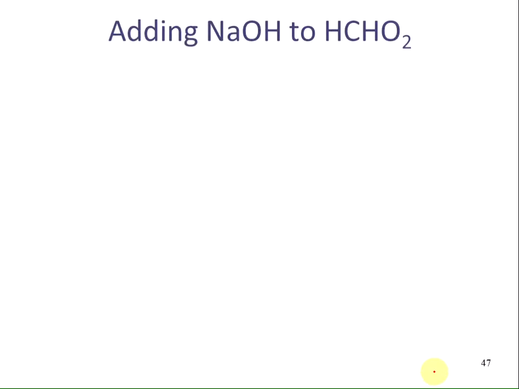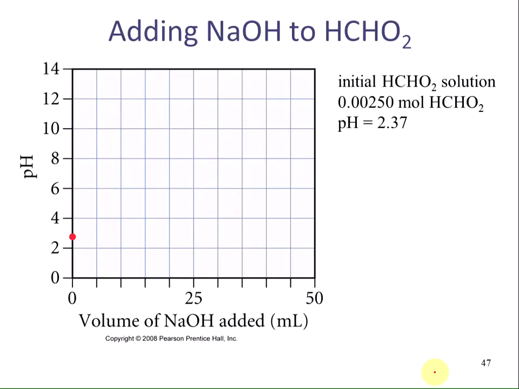Okay, so let's look at a titration curve of adding the sodium hydroxide to the formic acid. This is the same curve that we were looking at where we were calculating the pH values. So we calculated the pH as 2.37. Remember, this is when no sodium hydroxide has been added. We only have the weak acid.